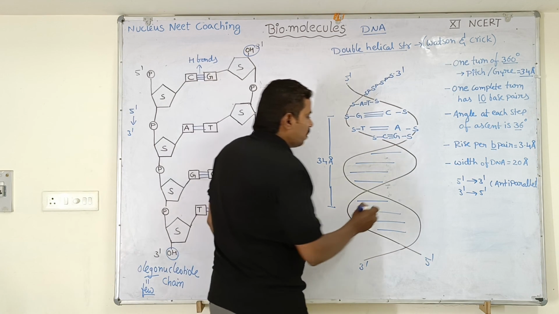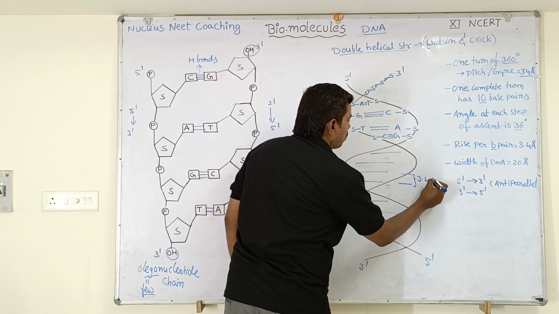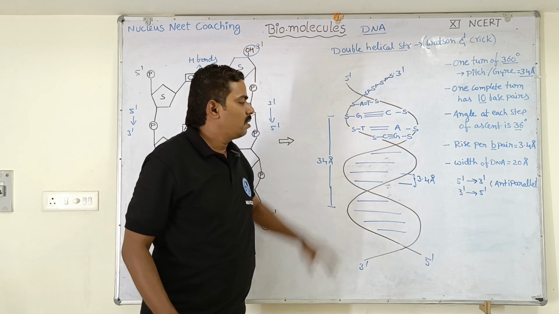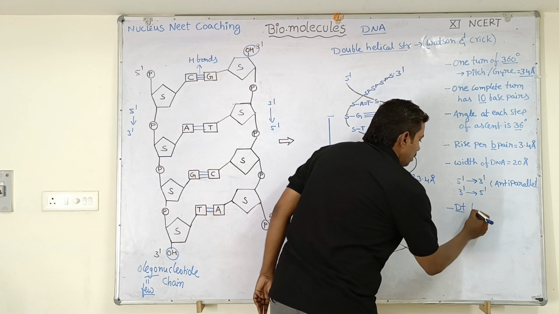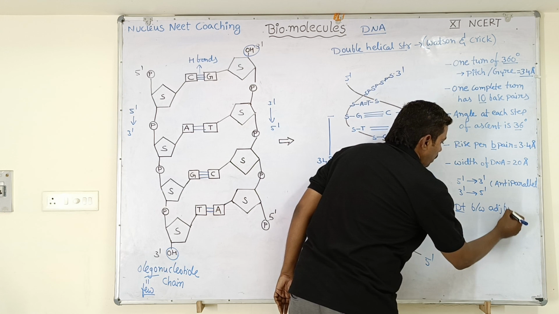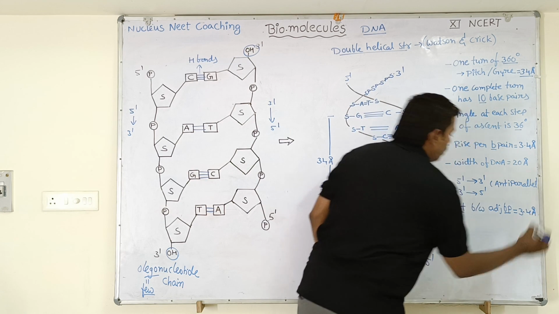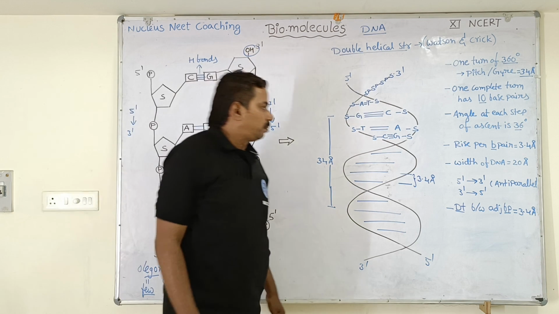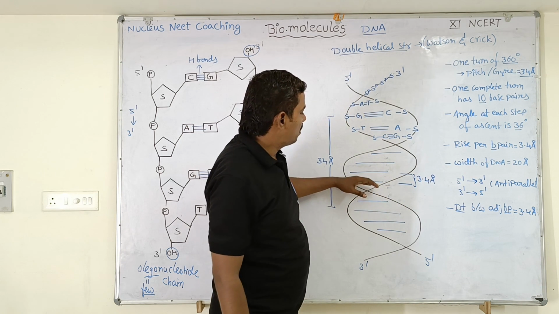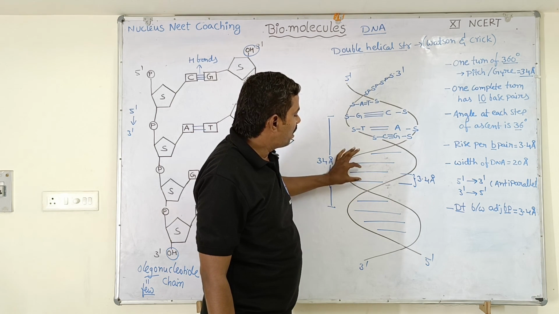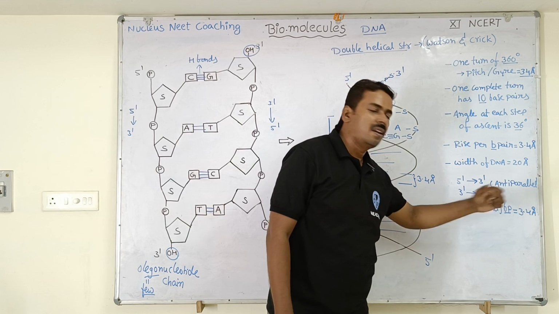Then the distance between adjacent base pairs will be 3.4 Angstroms. The distance between any two adjacent base pairs will be 3.4 Angstroms. Here I am writing distance d, between adjacent base pairs, is 3.4 Angstroms. The distance between base pairs can also be called the rise per base pair. Rise per base pair means how much the DNA is increasing in height for every base pair. So the rise per base pair is also 3.4 Angstroms.